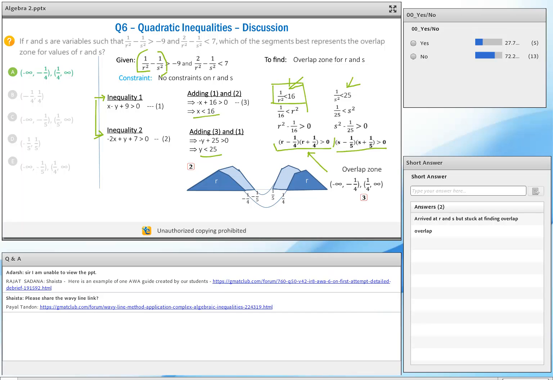Arrived at our RNS but stuck at finding the overlap. Overlap, okay. Again, you have to understand what overlap is. If you think about it, when we solved those questions in which we said x minus 3 into x minus 2 is greater than 0, we were actually doing overlap. So that's the same thing you're applying over here.